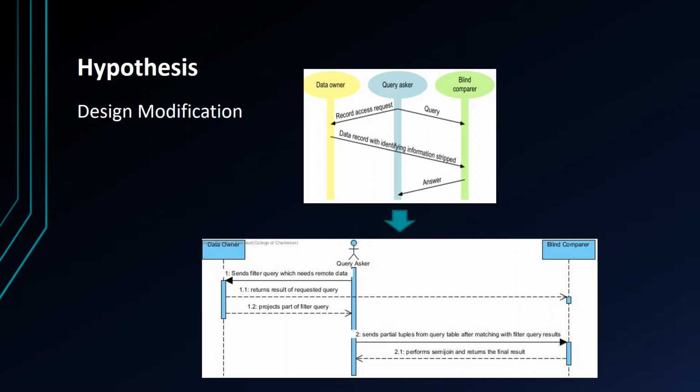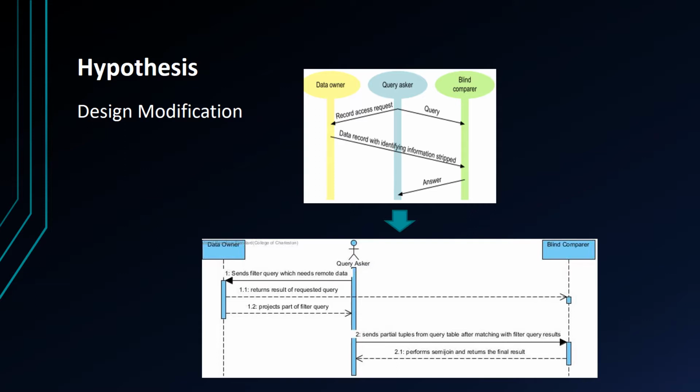But now we come with a new design where the query asker sends the filter query to the data owner. The filter query is the query which asks for the remote data content which the query asker is not permitted to dig into directly, but this table should also not be shared completely with the query asker. So a filter query needs to be sent to the data owner.